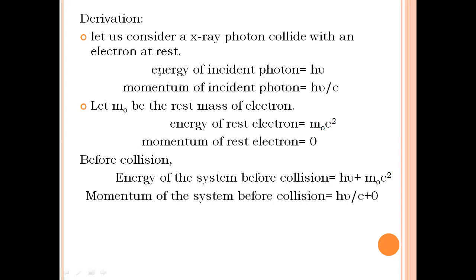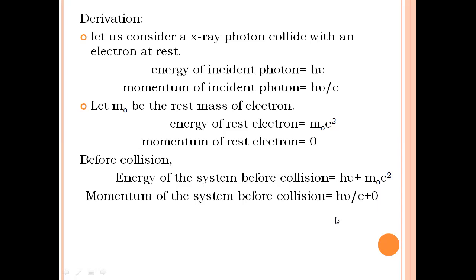Now before collision, the energy of the system will be the summation of energy of incident photon and energy of rest electron, that is h nu plus m naught c square, and the momentum of the system before collision will be h nu by c plus 0. These are the equations of the system before collision: energy h nu plus m naught c square and momentum h nu by c plus 0.